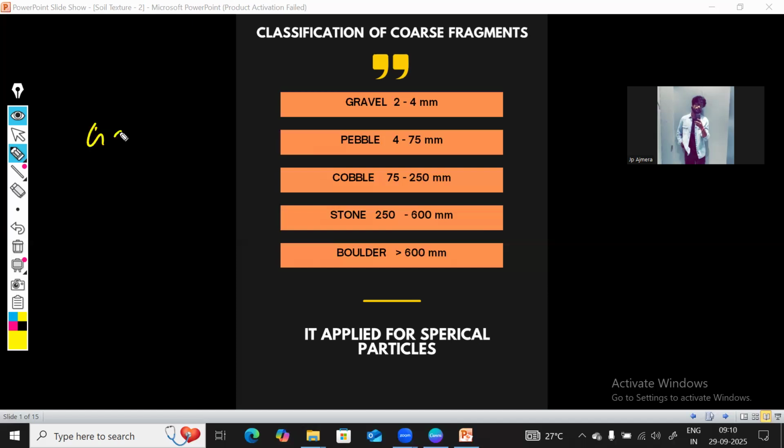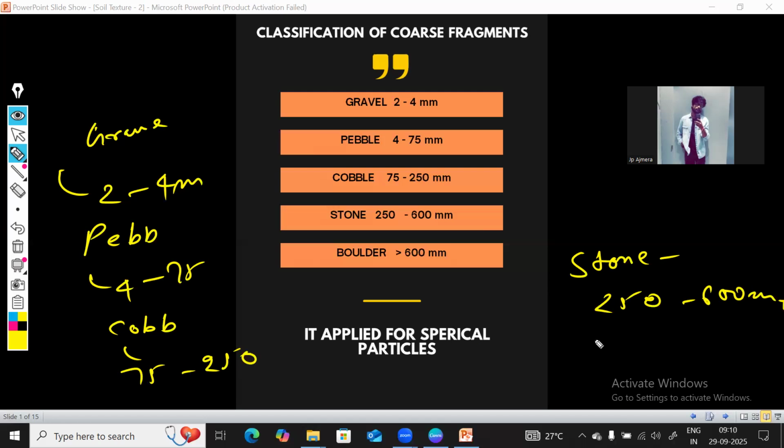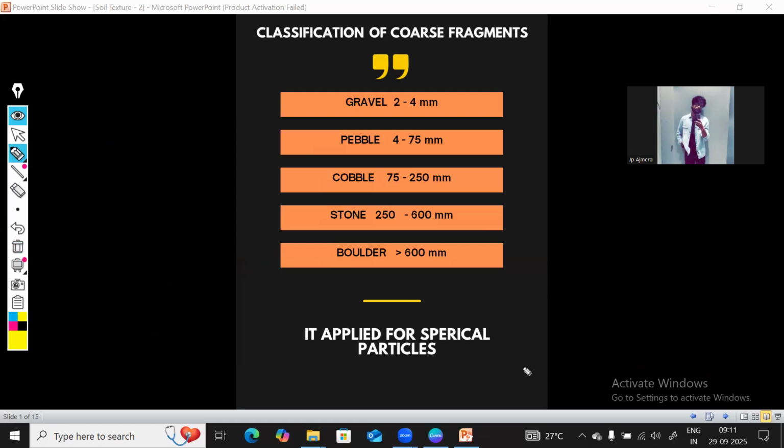Again, start with gravel, the size of gravel. Start with 2 mm, 4 mm. Then pebble, 4 to 75. Then cobble, 75 to 250. Then stone, 250 to 600. And then boulder. This is the classification for the round shape. Then let's move to the next one, the flat one.